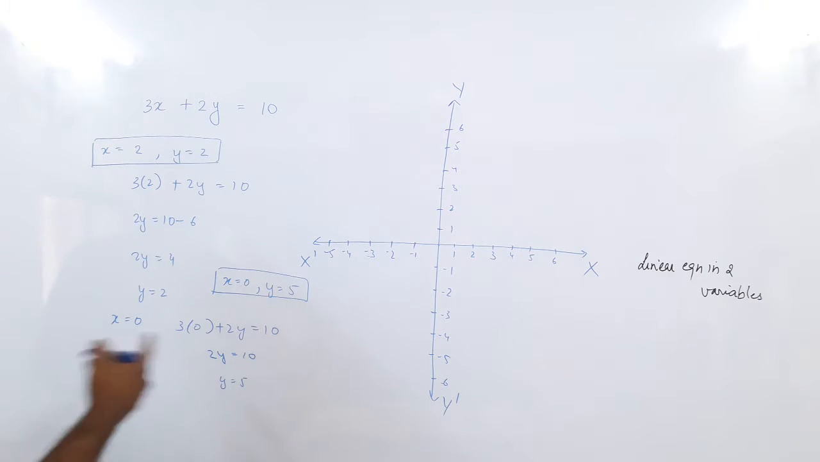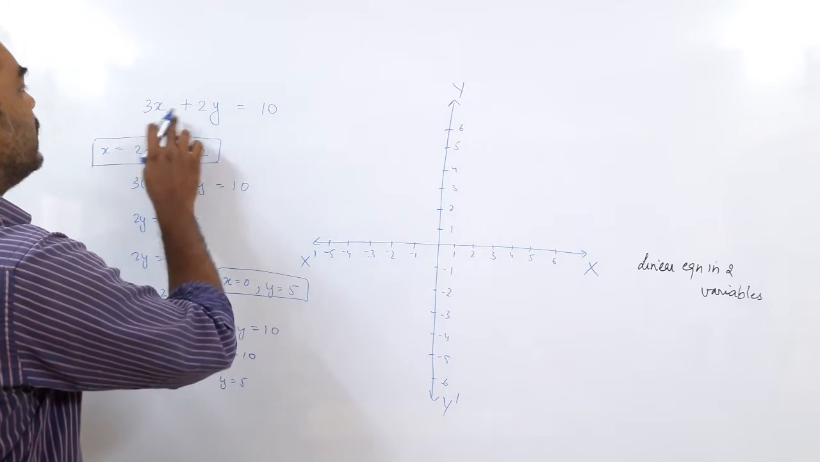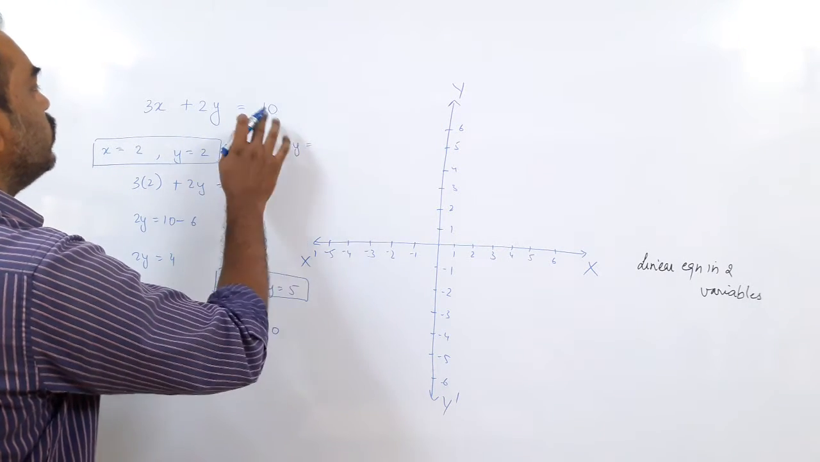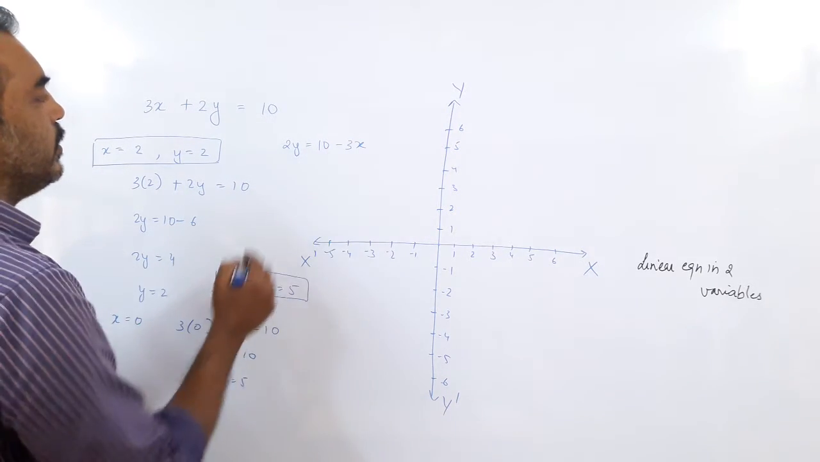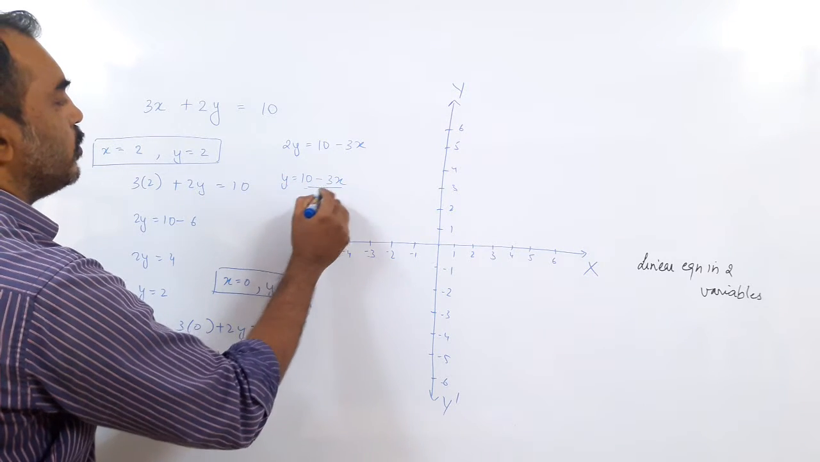Now how am I getting these values? So what I am going to do here, watch carefully. 3x plus 2y equal to 10. I can write 2y equal to 10 minus 3x. Okay? And y is equal to 10 minus 3x upon 2.